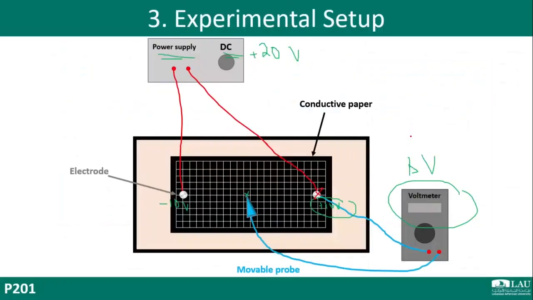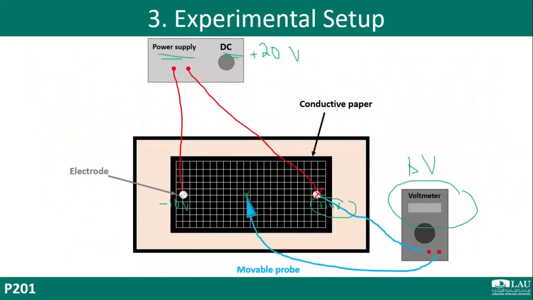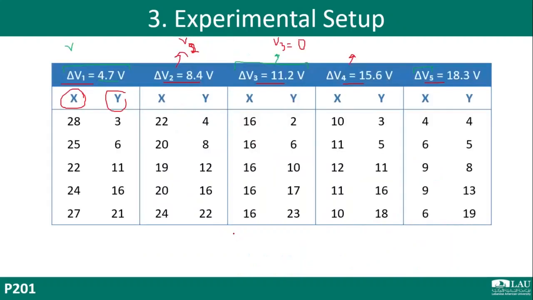Okay, so how do we plot or prepare your map? You will take these sets of data. As you can see, you have X and Y coordinates. These sets were recorded from the conductive paper. The conductive paper has an X axis and a Y axis, so you have the X and the corresponding Y.